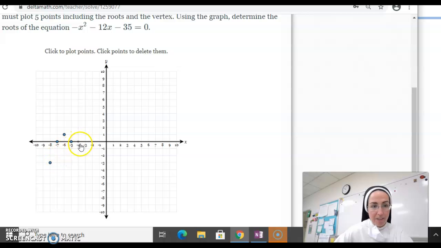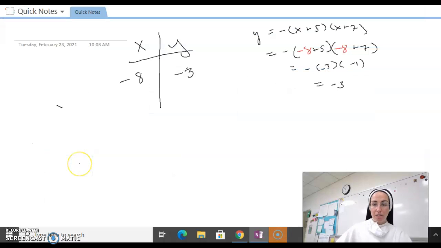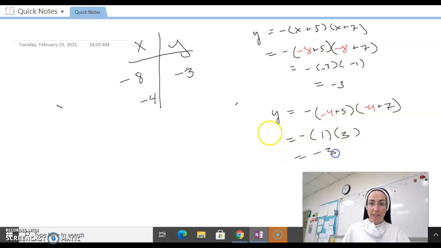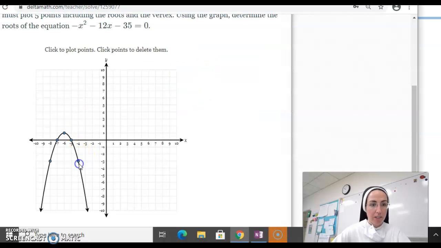And I bet that if I plug in -4, I'm also going to get -3. But let's just make sure. So when x equals -4, what are we going to get? -3. Okay, and we plot that point too: (-4, -3).